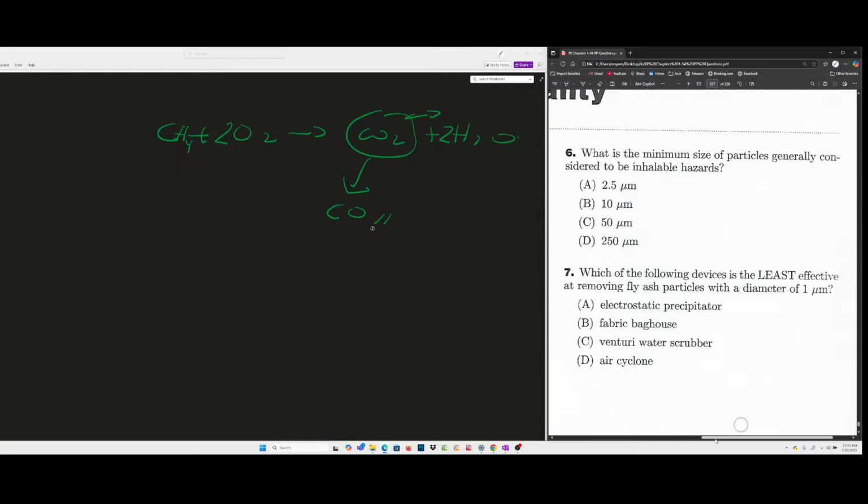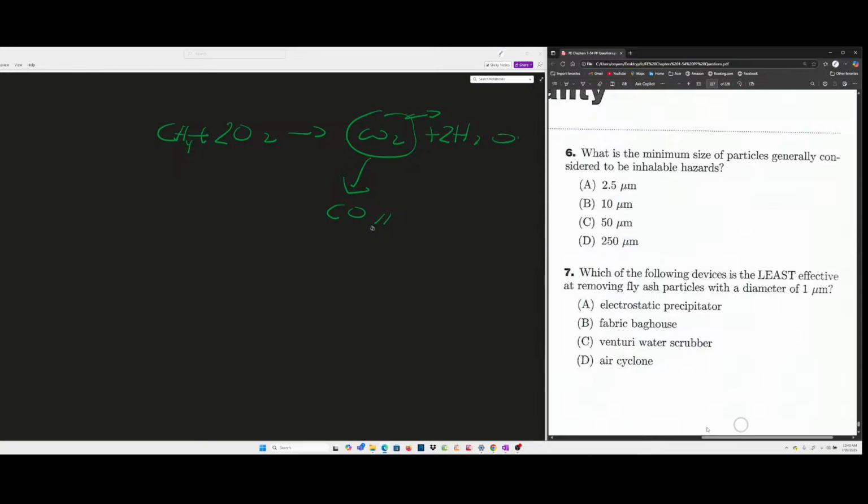So they say the minimum particle size generally considered for inhalation hazard. The answer here is 10 micrometers. If you look at the quality for inhalable particles, it is 10. That is the minimum size that we're going to consider to be inhalable. So particles generally less than 10 micrometers in size are designated as hazardous, because we're looking for the minimum generally considered to be inhalable.